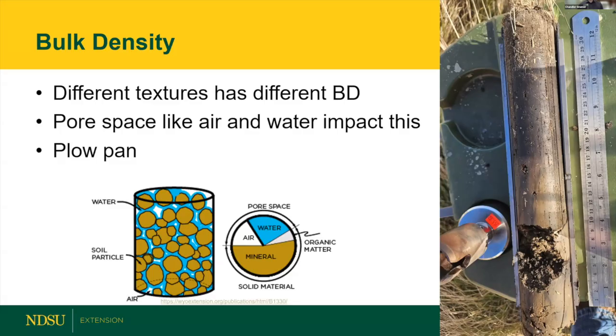On the right-hand side, just a visualization of how we take some bulk density samples. This is a split core, so it has a metal sleeve on both sides, goes into the ground, and then we pull it back out. We split the core open. We can divide it by depths to look at bulk density throughout the different layers, and also help identify plow pans if that is an issue, which is not occurring in this soil sample here.